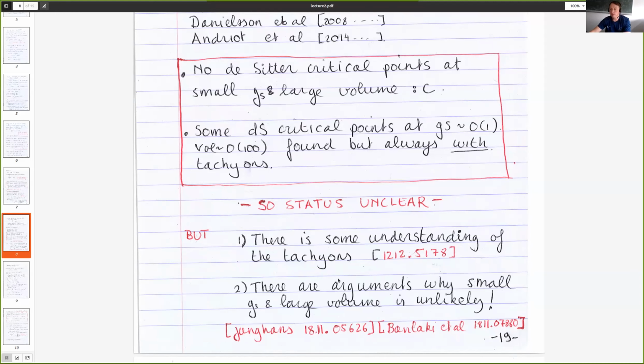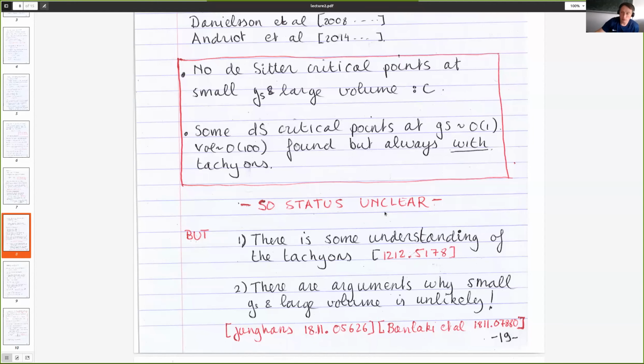And then there are arguments, and to me, they are important for the Swampland program. This point is super crucial for one of the Swampland conjectures. There are, in fact, supergravity arguments why small GS and large volume is unlikely. And there are 2 highly pedagogical, very simple papers, which you can read from the beginning till the end with all of the technology I've given you in this lecture and the previous one. And they explain how this works.